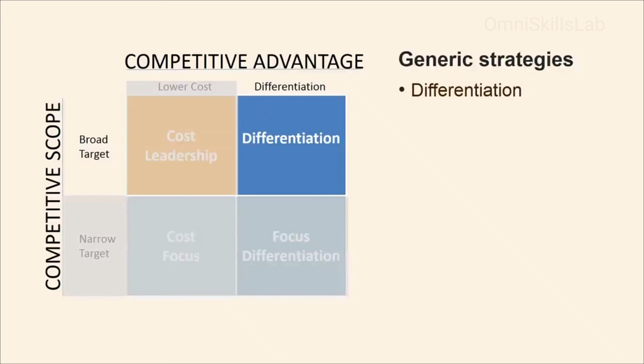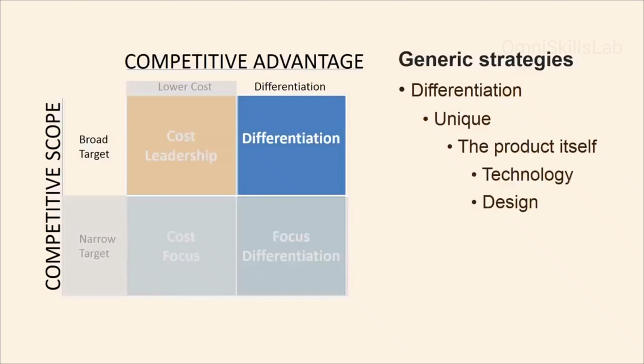The next field is differentiation. The firm offers something unique compared to other firms in the industry. The firm is trying to find aspects of the product that customers appreciate. It may be the product itself. We are talking about a product's technology or design that appeals especially to the customer, and the customer is willing to pay a premium for those aspects compared to the standard product in the industry.